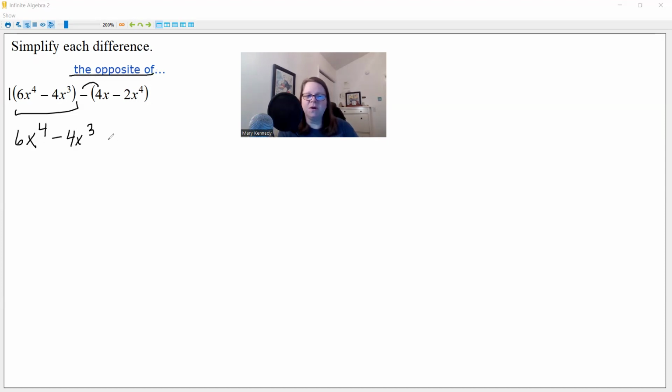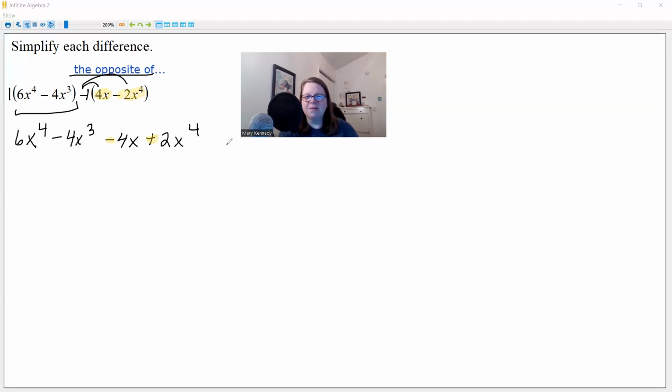So the opposite of 4x is negative 4x. The opposite of negative 2x to the fourth is positive 2x to the fourth. Okay. So technically there's a negative 1 here and we're distributing. But to me, I'm working with a lot of students who really struggle with this. If they'll just think the opposite of the parentheses. So the opposite of 4x is negative 4x. The opposite of negative 2x to the fourth is positive 2x to the fourth.